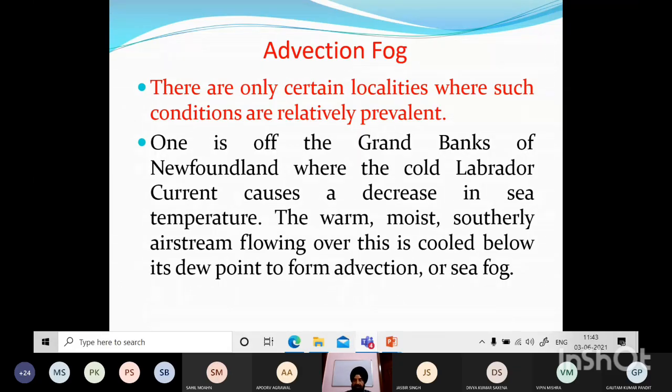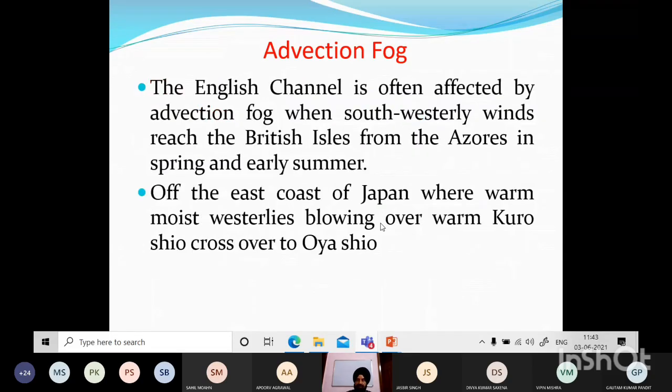So current causes a decrease in sea temperature. So ये जो cold Labrador current है, this will definitely decrease the seawater temperature, and the warm moisture blowing over this cold sea surface will definitely get cooled below its dew point, and condensation will take place, and finally you find the thick fog taking place. So southerly air stream flowing over this, this type of fog is what we call the advection or the sea fog, because it is forming mostly over the sea. Another place where it is forming is your English Channel, often affected by advection fog. When southwesterly winds reach the British Isles from Azores in the spring and early summer.